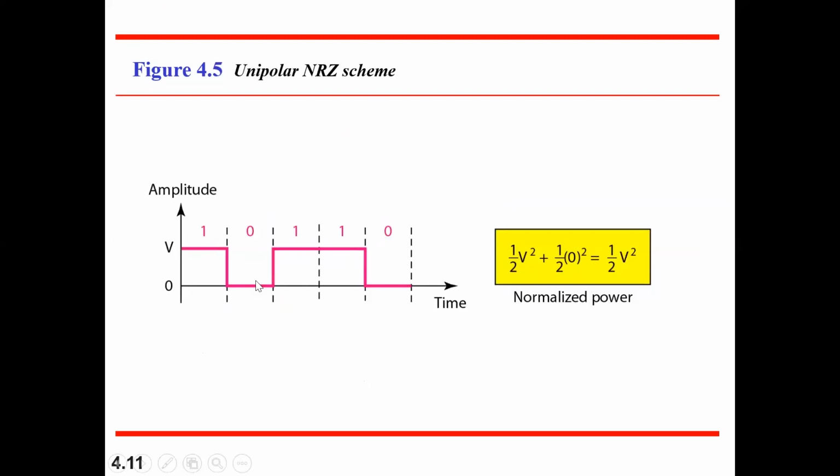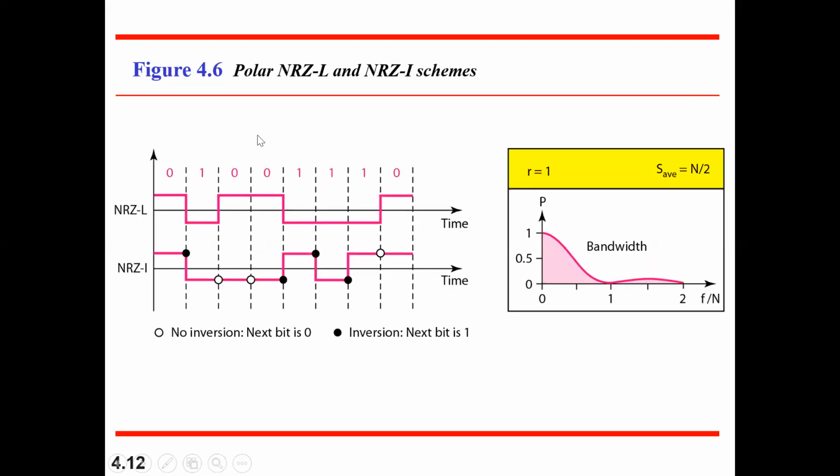See here, this is what it is. With 1, it always goes to the highest amplitude. 0 lies at the reference level. Whereas with polar, there are 3 flavors: non-return to 0, return to 0, and biphase. In the non-return to 0, there are 2 flavors. Non-return to 0 with respect to level.